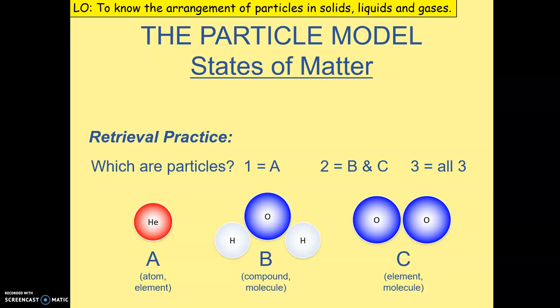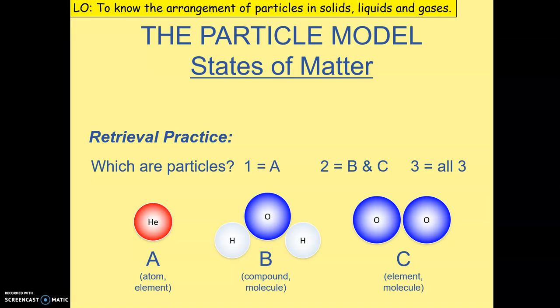Okay, well done. Now, we've got our retrieval questions there. The question is asking you, which of these are particles? The first one is a helium atom. B is a compound, a molecule. Remember, a compound is when you have two or more different atoms. In this case, we've got a hydrogen atom and an oxygen atom to make water. And C is an oxygen molecule.